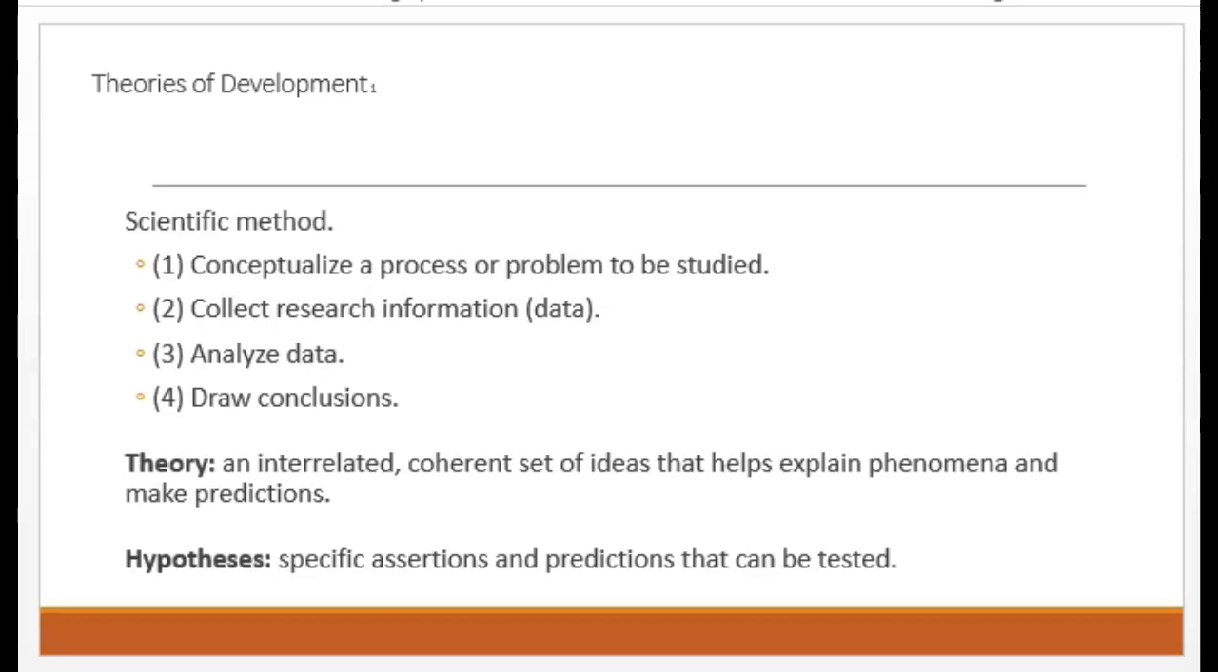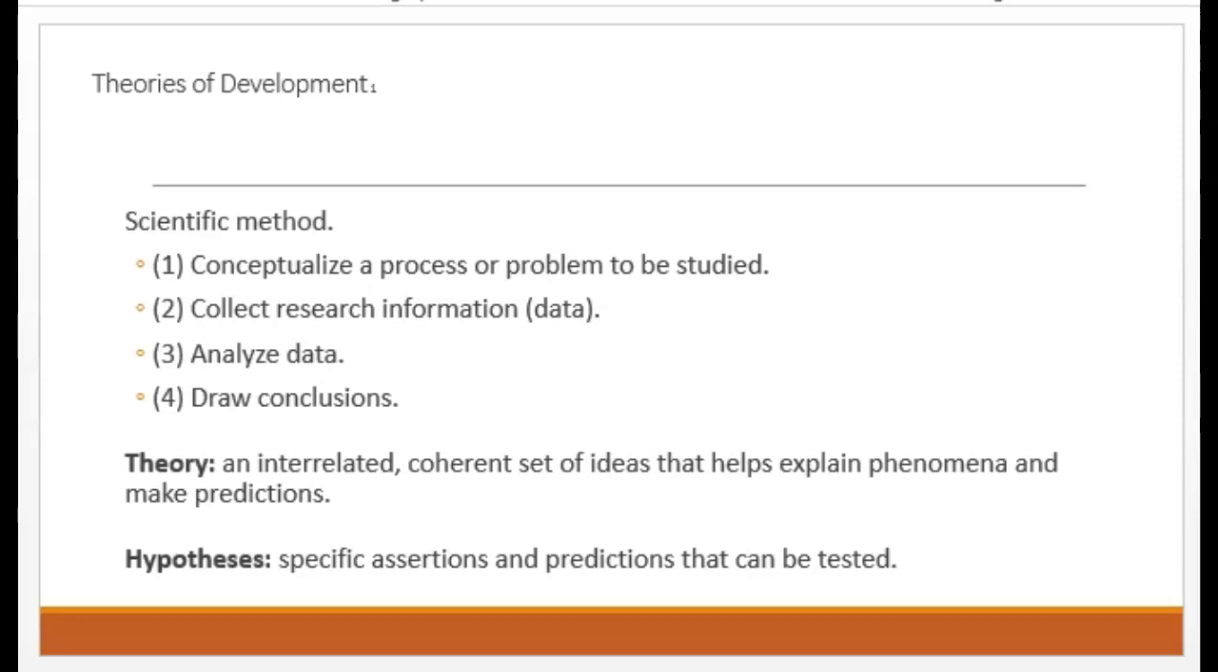continuity and discontinuity. The best tool we have at our disposal for answering questions about the nature of development is the scientific method. This is a four-step process. First, you conceptualize a process or problem to be studied. Next, you collect data. Then you analyze that data. And finally, you draw your conclusions.